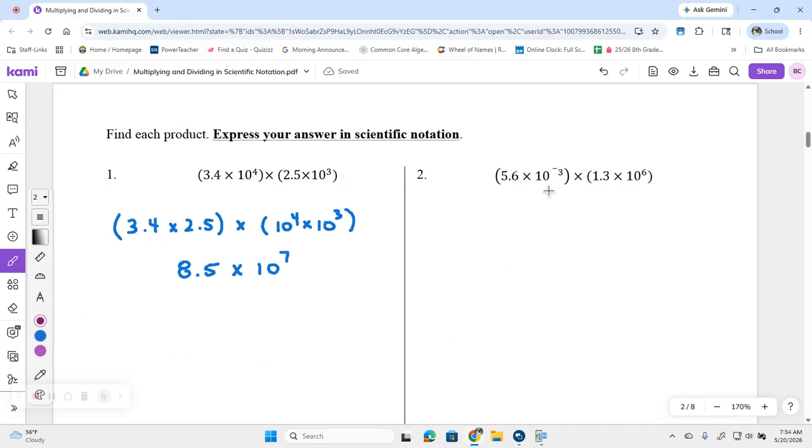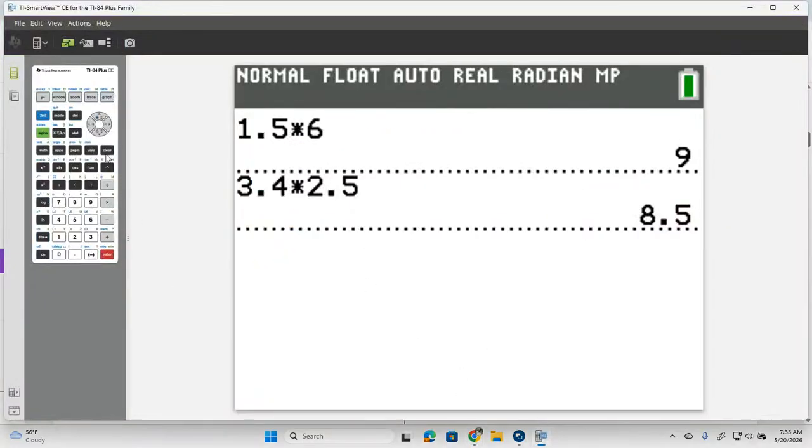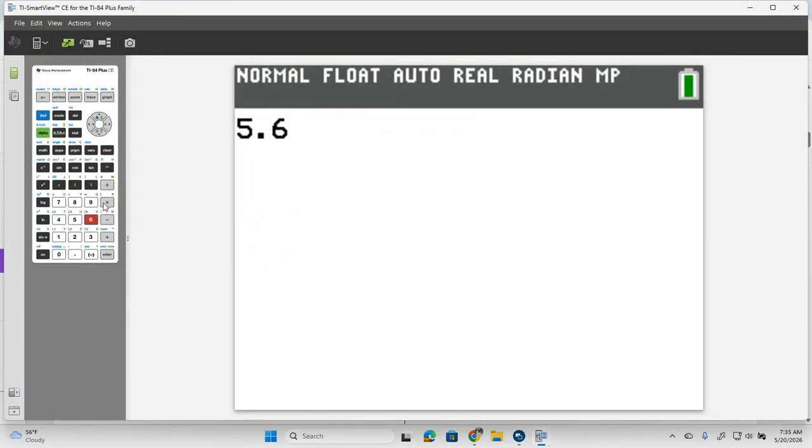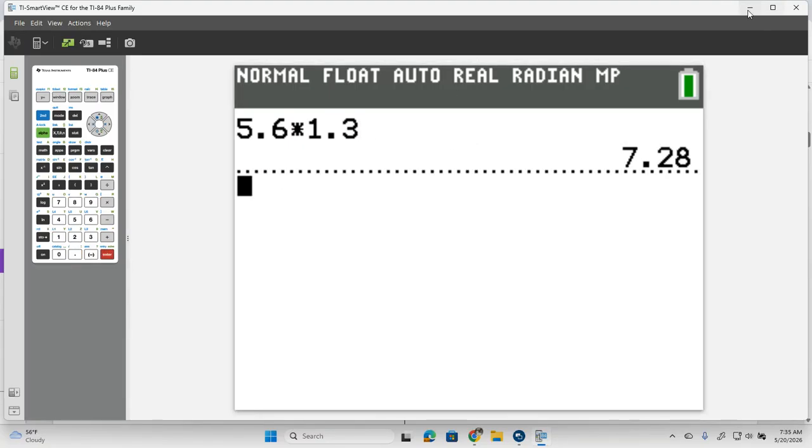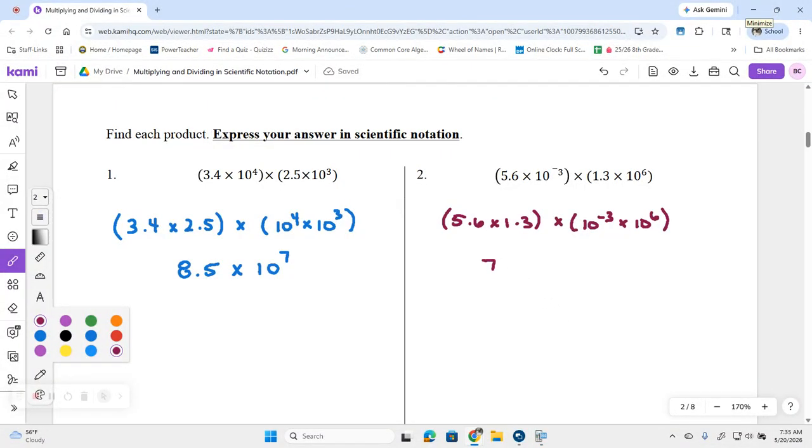And number 2, 5.6 times 10 to the negative 3rd times 1.3 times 10 to the 6th. We're going to multiply 5.6 by 1.3, and then 10 to the negative 3rd times 10 to the 6th. So we get 7.28 times 10 to the 3rd power.